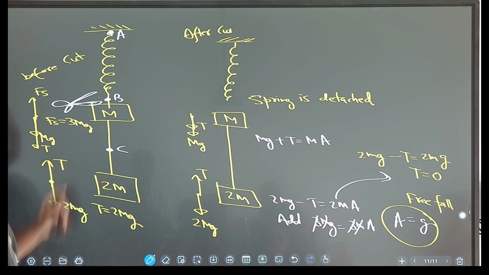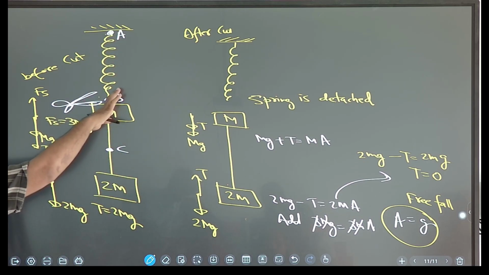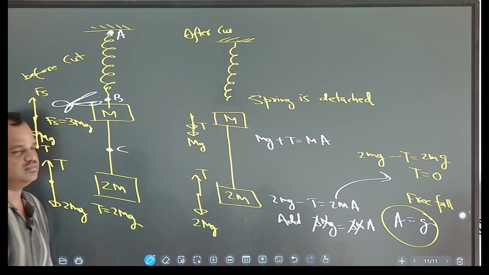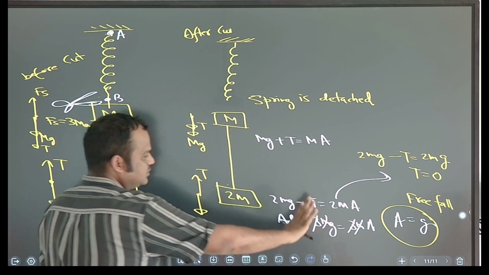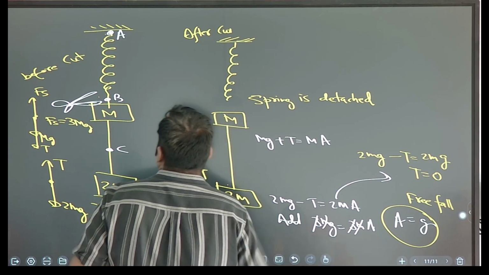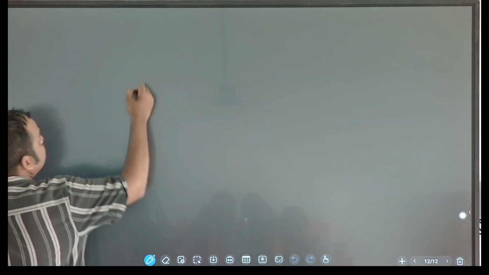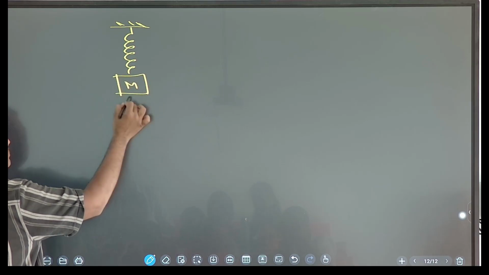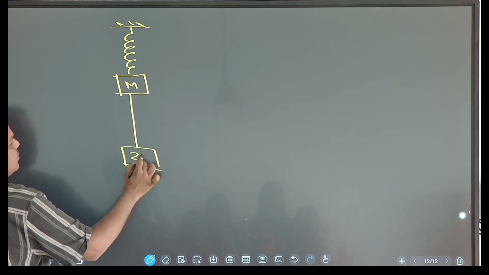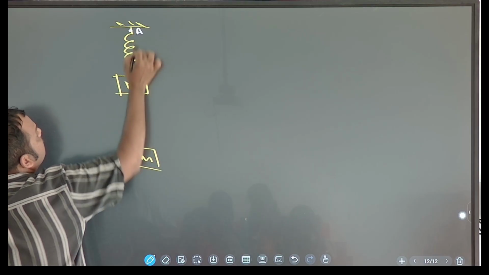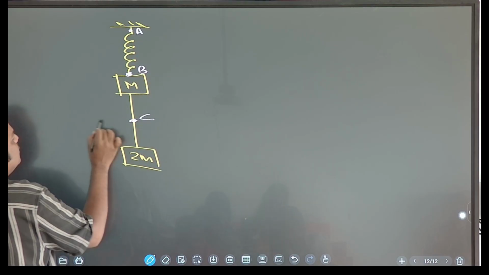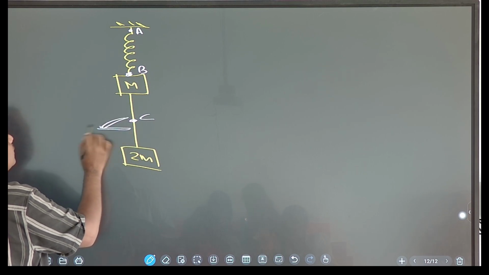Now last. What if you cut at C? Not cutting at A, not cutting at B, cutting at C. What happens? So that is the third point. Okay, clear? Next page. So what if you cut at C? M, string, now 2M. So 3 points are there. A, B, C. Now you are cutting here.